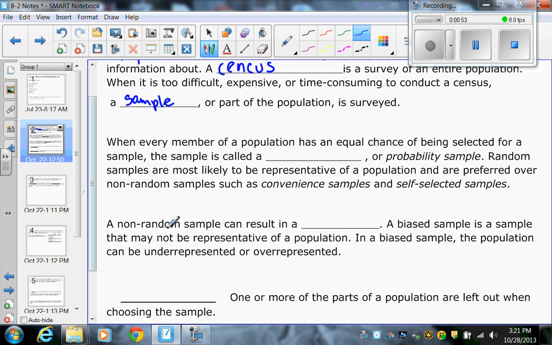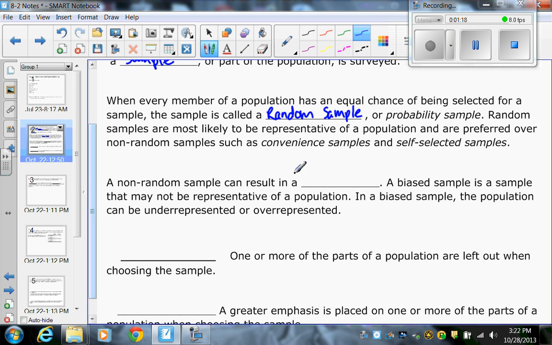When every member of the population has an equal chance of being selected for a sample, the sample is called a random sample, or probability sample. Random samples are most likely to be representative of the population and are preferred over non-random samples such as convenient samples or self-selected samples. A non-random sample can result in a biased sample.